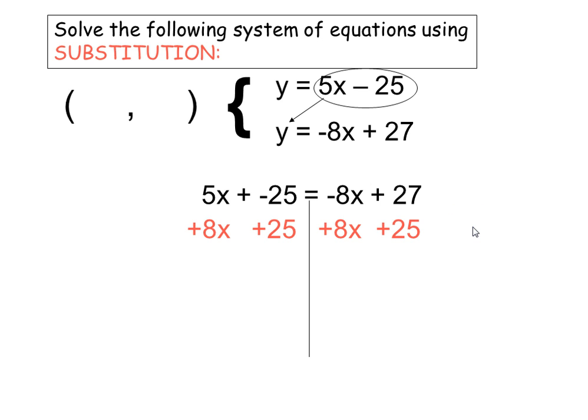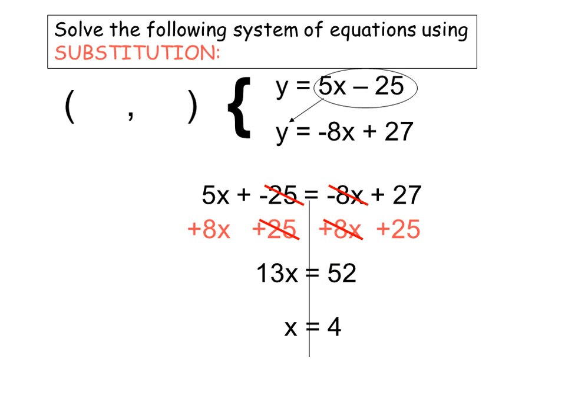So when I do all this addition, the 25s cancel out. Negative 25 plus 25 is 0. The 8x's cancel out because negative 8x plus 8x is 0. And what I'm left with is 13x on the left-hand side because 5x plus 8x is 13x. And 27 plus 25 is 52. So now I have 13x equals 52. And if 13x equals 52, I can divide both sides by 13 and find that x equals 4 because 13 times 4 is equal to 52.